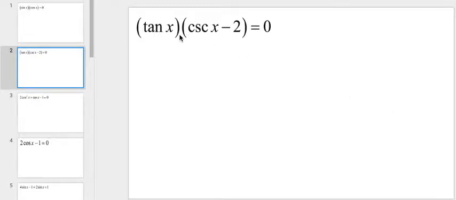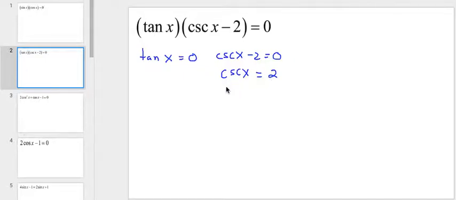So here we've got the equation tan x times cosecant x minus 2 equals 0. Once again, we can use the zero product property. So we've got that tangent x equals 0, or cosecant x minus 2 equals 0. The second equation we still need to solve for the trig function, so we'll need to write cosecant x equals positive 2 by adding 2 to the other side. And this freaks everybody out, but remember that cosecant is the reciprocal of sine, so we can write this as sine of x equal the reciprocal of 2, which is 1/2.